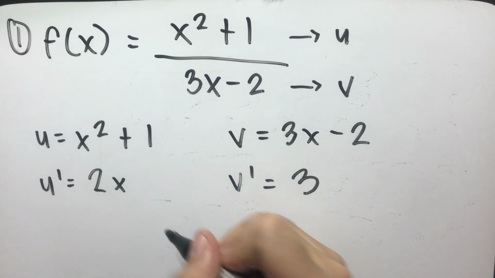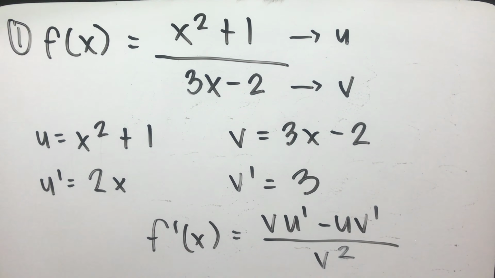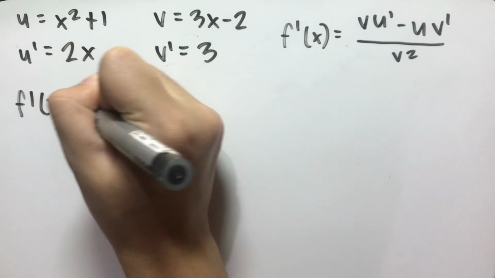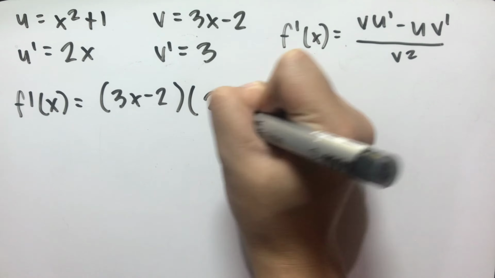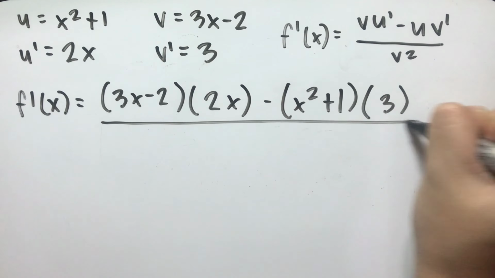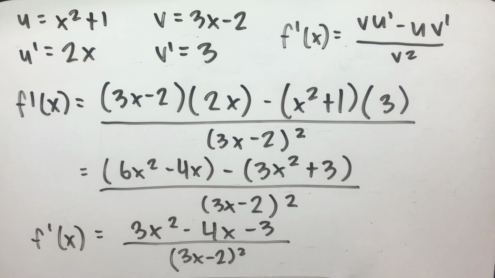And we will apply the formula f prime of x is equal to vu prime minus uv prime all over v squared. After substitution, we'll have f prime of x is equal to the quantity 3x minus 2 times 2x minus the quantity x squared plus 1 times 3 all over the quantity 3x minus 2 squared. And by simplifying, we'll have the quantity 6x squared minus 4x minus the quantity 3x squared plus 3 all over the quantity 3x minus 2 squared. And by combining similar terms, the answer will be f prime of x is equal to 3x squared minus 4x minus 3 all over the quantity 3x minus 2 squared.